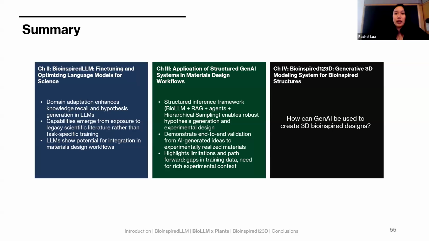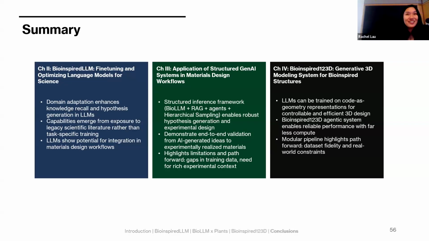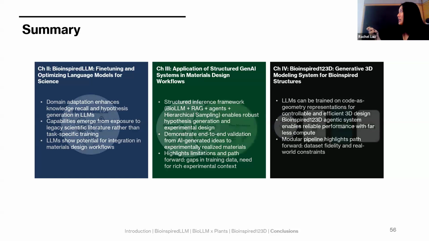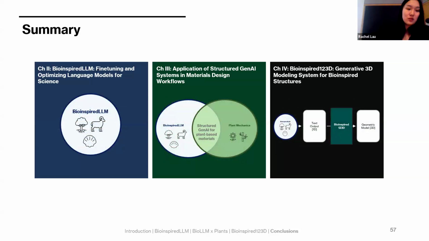So lastly, the main takeaways there are that LLMs, again, show up as a very flexible framework, trained on code as geometry representations to do more efficient 3D design. Specifically, we show that the 123D agent system is really good at enabling more reliable performance while still using significantly less compute than foundational models. And this modular pipeline where we're introducing agents is also a way that we could introduce more dataset fidelity as well as real world constraints, such as integrating a manufacturing agent that could check the slicing of the 3D print or whatnot. And so with that in mind, that concludes the core takeaways from each chapter.